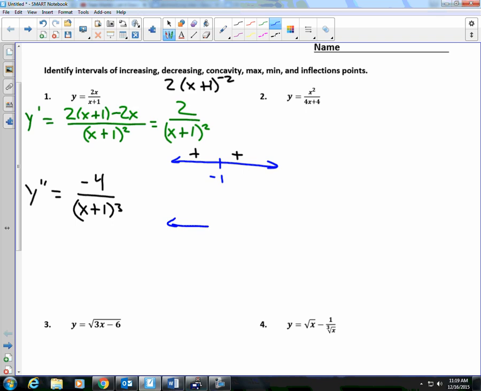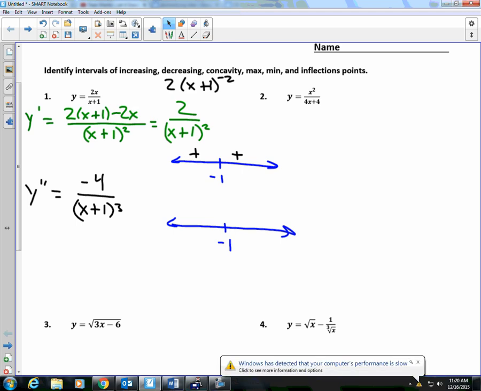True or false? This function is always negative. False. Because you could end up with a cube, you could end up with a negative or a positive, correct? So negative divided by negative would be positive, negative divided by positive would be a negative. So therefore, we do need to check here. True or false? The second derivative is never equal to 0. True. Is -4 ever equal to 0? We just need to look at the top. So therefore, we do not have inflection. We only have concavity.